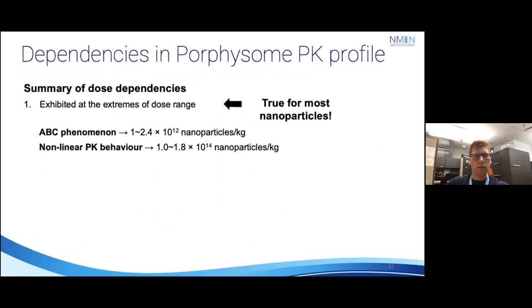So to summarize our findings, we first saw that the dose dependency in porphysome pharmacokinetics occurred at the extremes of the dose range that we tested, either very low doses, where we saw ABC phenomena, or very high doses, where we saw nonlinear behavior. Now, these observations are likely true for most nanoparticle types and not just porphysomes.